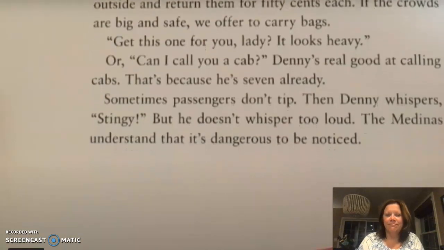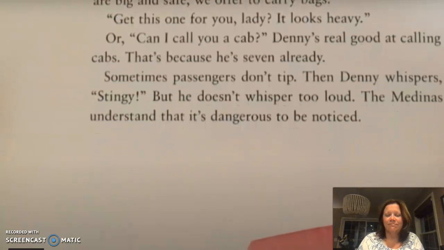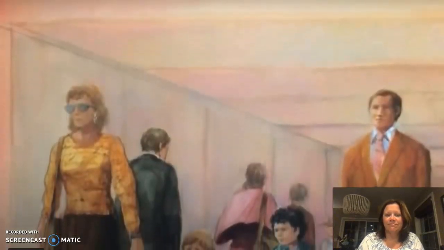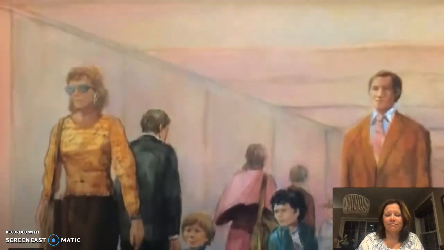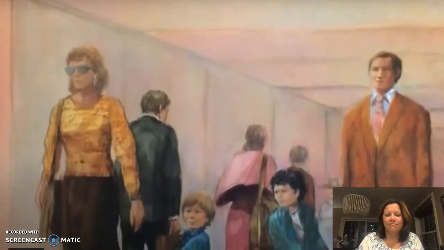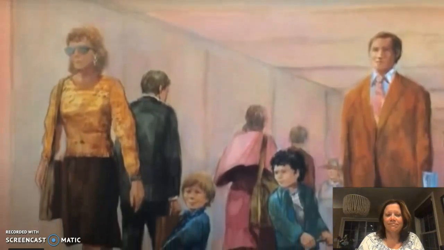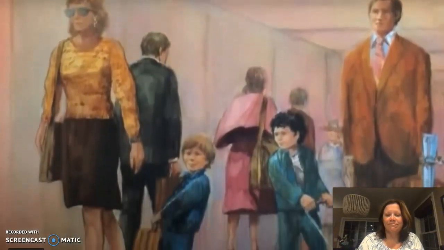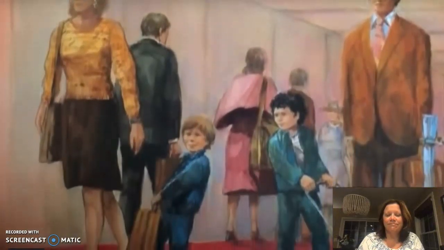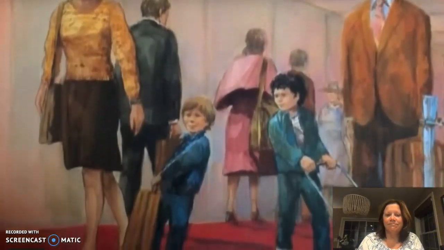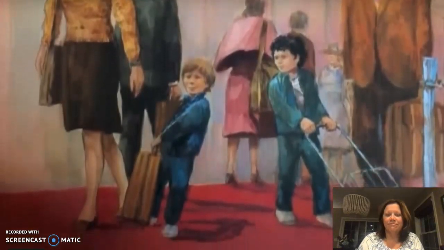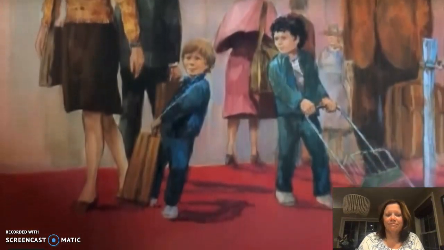If the crowds are big and safe, we offer to carry bags. "Get this one for you, lady? It looks heavy." Or, "Can I call you a cab?" Denny's real good at calling cabs. That's because he's 7 already. Sometimes passengers don't tip. Then Denny whispers, "Stingy." But he doesn't whisper too loud. The Medinas understand that it's dangerous to be noticed.